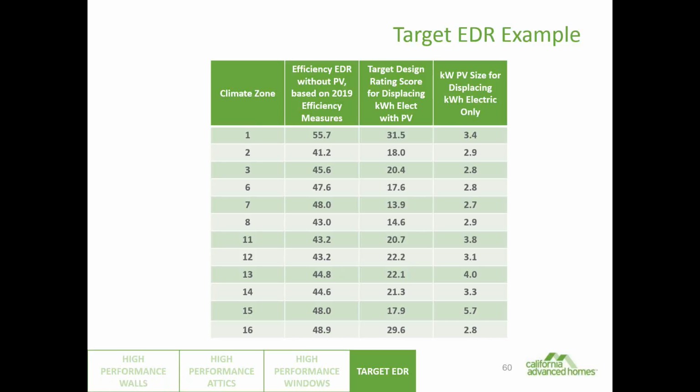And now the code, and I don't know how it's working, but batteries are also going to be helping your EDR score in some manner. So you can get from 43.2 once you qualify there. Now you've got to get to 22.2, and that can be some combination of efficiency, PV, and storage. And this is just showing about what size PV panels are anticipated in these climate zones. So about 3 kW.